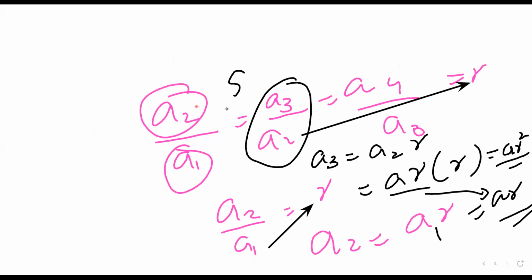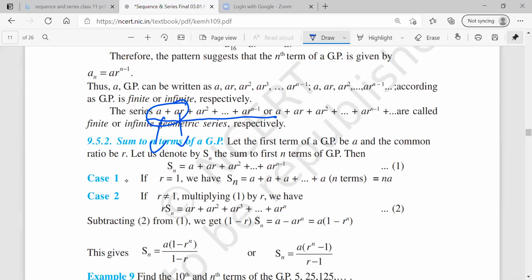Already I have written here: a2 by a1 is equal to the common ratio. So a2 is equal to a1R. But what is my a1? a1 is the first term. That's the reason I'm giving a. a3 by a2 is equal to R, so a3 is equal to a2 into R. But what is my a2? Already I got here aR. So aR into R is aR square. Similarly, aR cube, and so on. So it is as simple as that. We need not worry about this at all. Okay, I hope it's clear now.